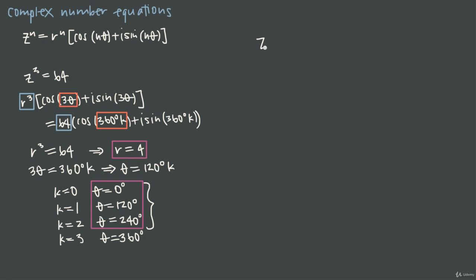So the first value we get is z equals, we take the value of r, 4 times, and this is just the standard form for a complex number, 4 times cosine of theta, or cosine of 0 degrees, plus i sine of 0 degrees. And if we simplify that, cosine of 0 is 1, so we get 4 times 1. Sine of 0 is 0, so plus 0i. And the result there is just 4. We'll call that z sub 1.